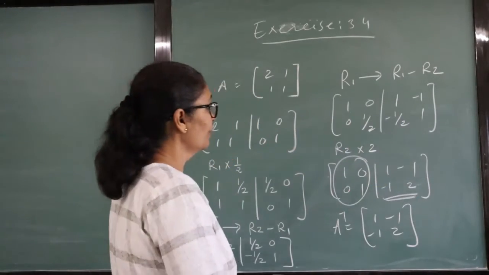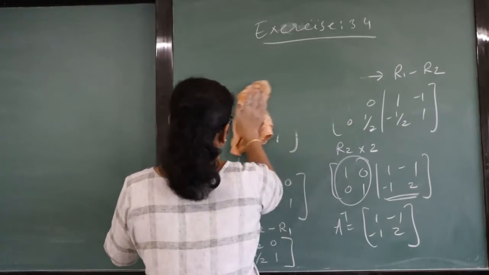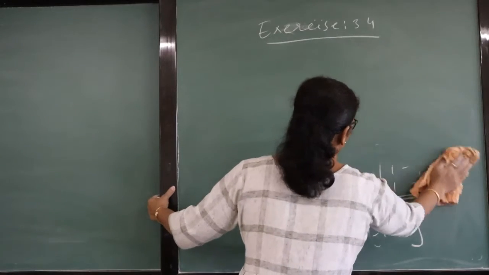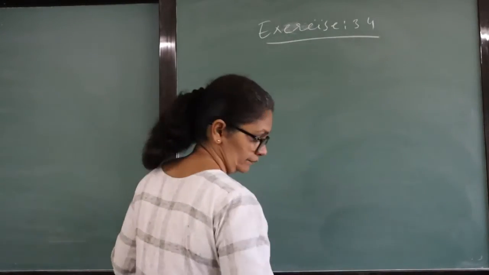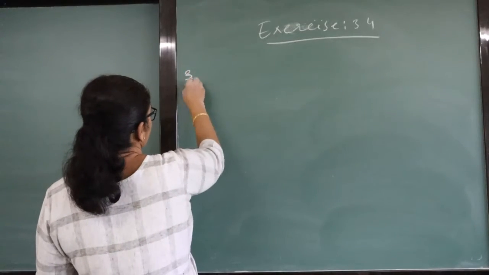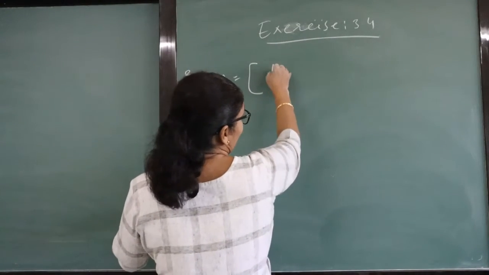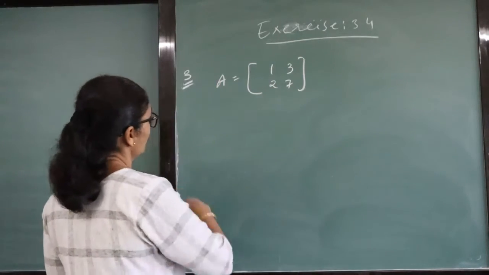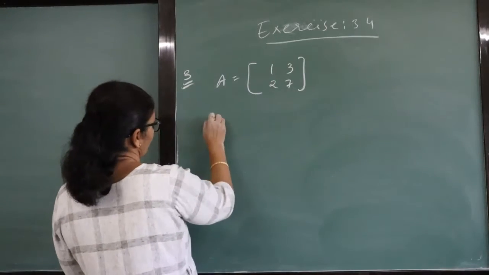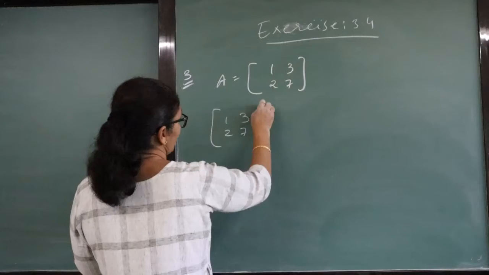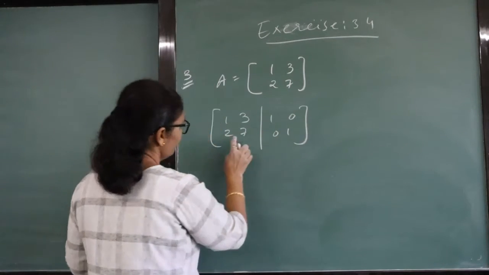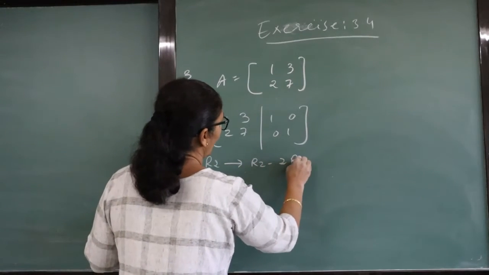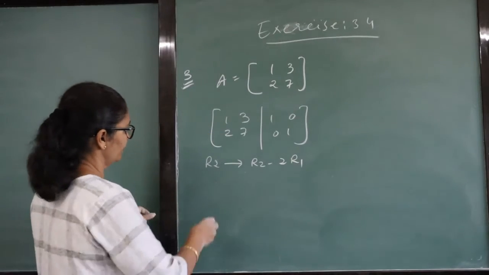Now let's take third question, which is also of 2 by 2. Matrix A is given 1 3 2 7. Okay, if 1 3 2 7, what is the meaning of it? We do not want first this 2. So let's write 1 3 2 7 1 0 0 1. If we do not want this 2, then how can we write 2 R1? Multiply this with 2 and subtract from R2.